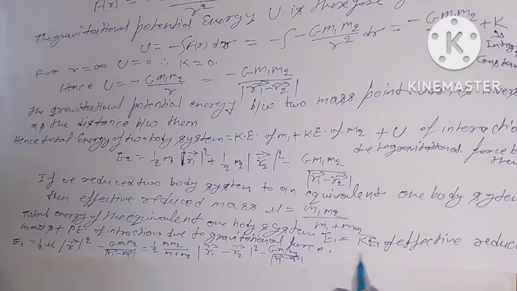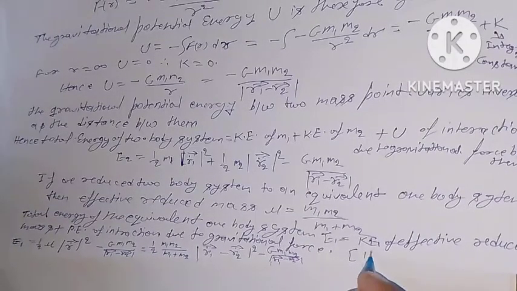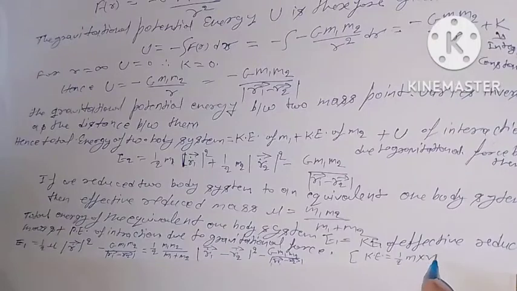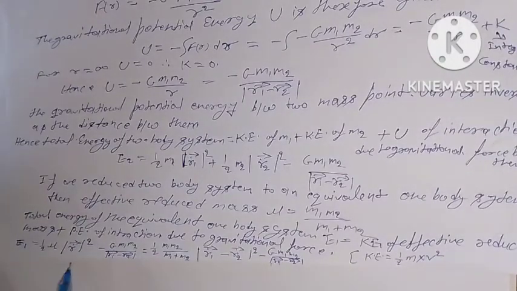Because kinetic energy equals 1/2 mass multiplied by velocity square. So the mass is m1 m2 upon m1 plus m2, the reduced mass, and the derivative of r1 vector is the velocity of mass m1, and the derivative of r2 vector is the velocity of mass m2, and the equivalent is the difference between them, in whole square.